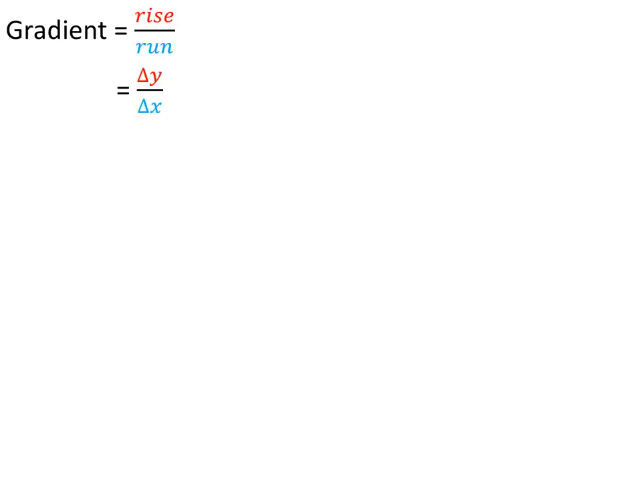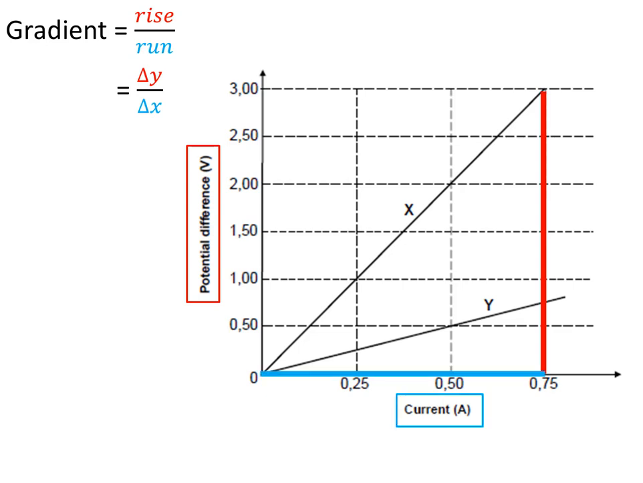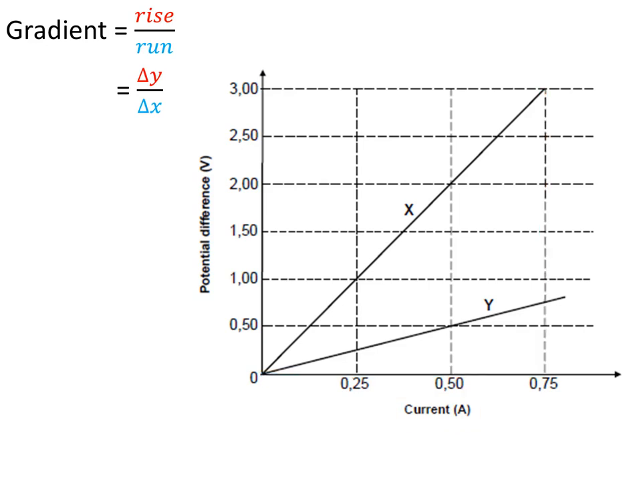We know that gradient means how steep the graph is. Rise over run. Change in Y over change in X. For this graph, what does rise, what does change in Y represent? And what does run, what does change in X represent? And from that, what do you deduce that the gradient of this graph represents?